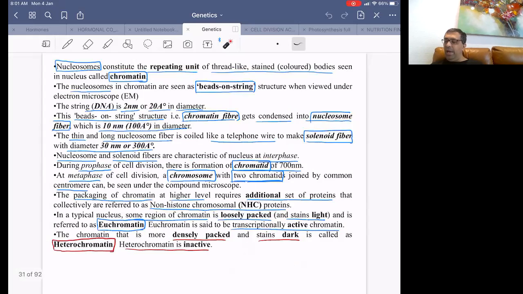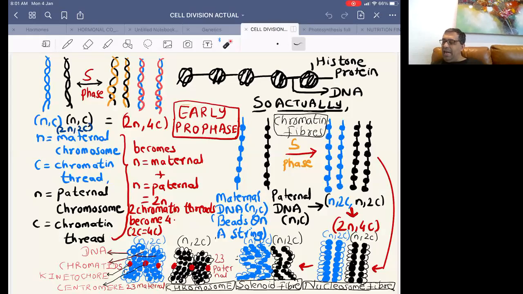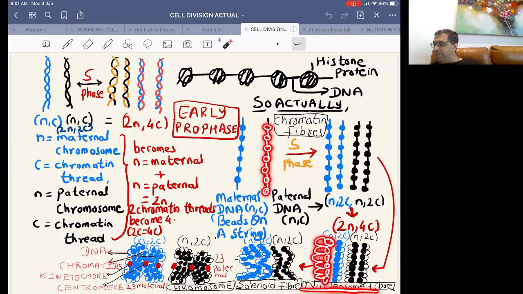What will happen during packing? This we have just done in cell division. Chromatin fiber gets condensed into nucleosome fiber, which is same as chromatin fiber, 100 angstrom. Remember, we did this. Bead string, bead string, bead string gets packed into bead, bead, bead, string, string, string, which is called nucleosome fiber.